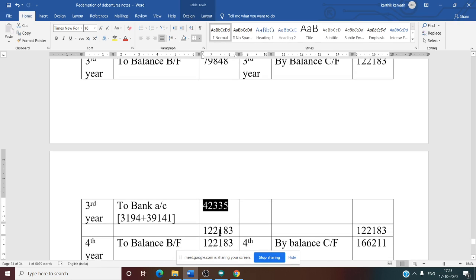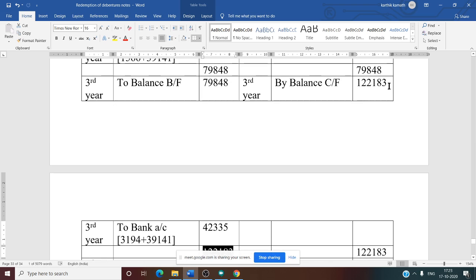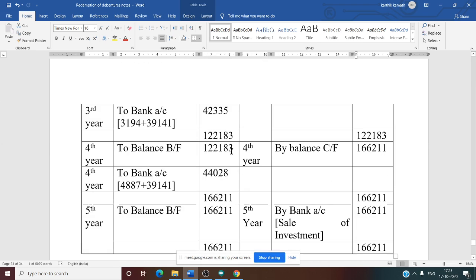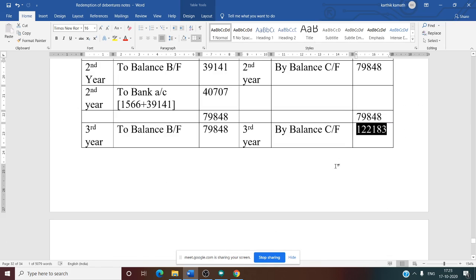Yes, now close the third year. No other entry. Close the third year. That is 1,22,183. So there is no other entry in the credit side. So now we'll move on to the fourth year. Fourth year opening balance we know. Previous year closing balance. That is nothing but this balance. See this third year closing.